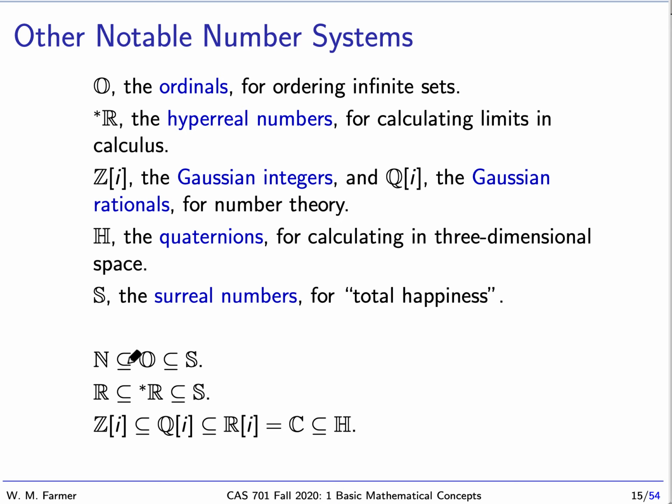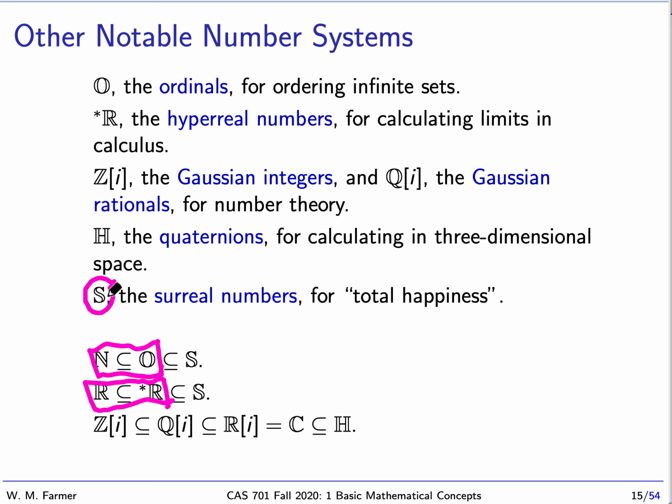Notice that the natural numbers are a subset of ordinals here. And the real numbers are a subset of the hyperreals. Actually, there are many sets of hyperreals. It's not a unique thing. We already talked about the bound thing. We haven't talked yet about S. S represents the surreal numbers.